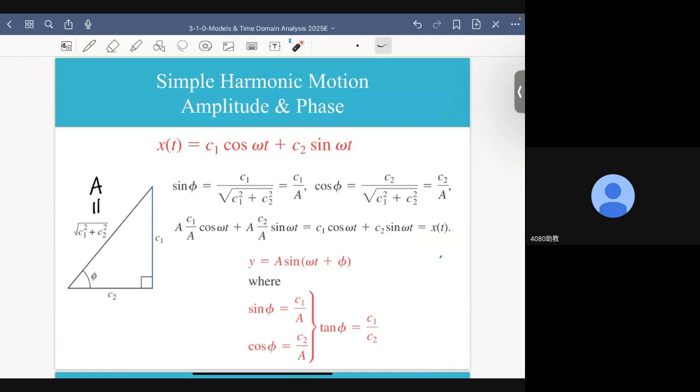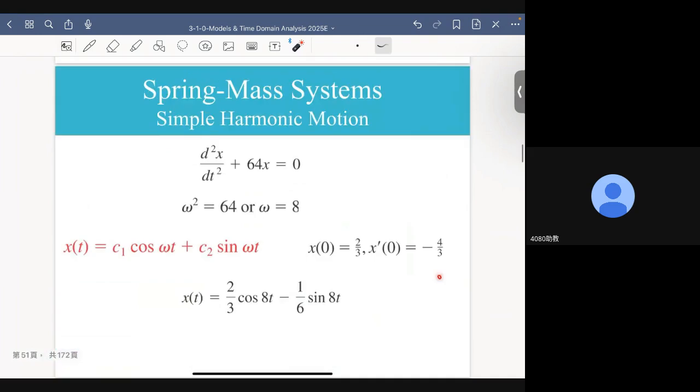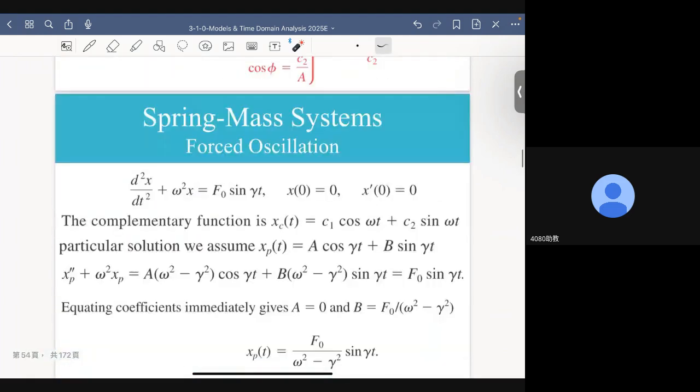Now, in the case of simple harmonic motion, there is no external force. The reason why it has motion is because of the initial condition. So simple harmonic motion in essence is actually the zero input response of the spring mass system, because the input here is zero, okay? No input has been applied to the system.